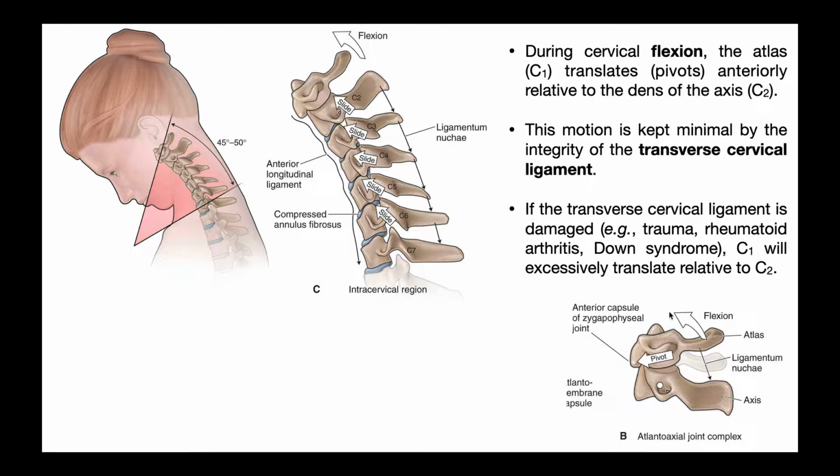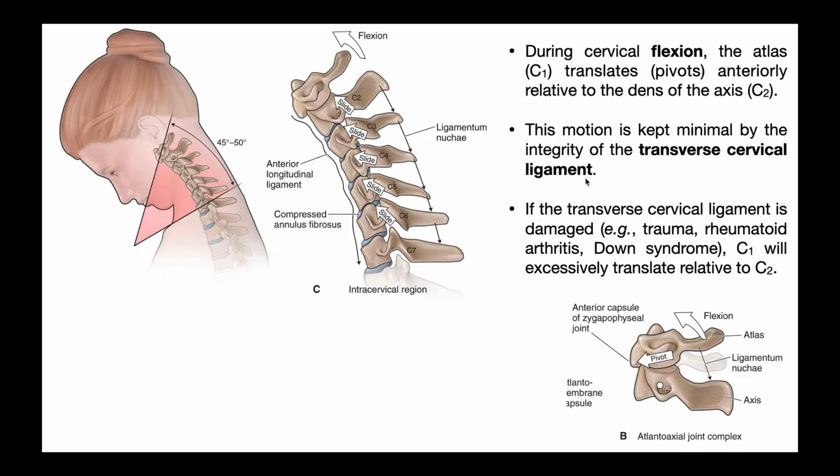And the reason why this anterior pivot of the atlas on the axis is so minimal is because normally we have an intact transverse cervical ligament. If you don't know what that looks like, don't worry. We're going to look at it on the next slide and get more detail on that. But it restricts that movement, so it's very minimal in normal cervical flexion. And you don't need to know anything else about it to answer this following question.